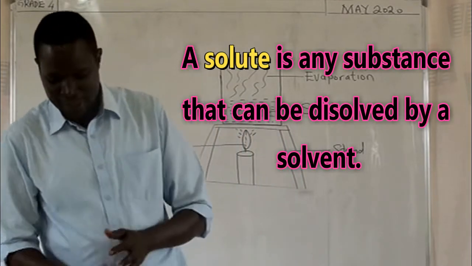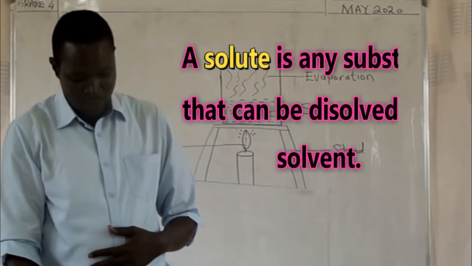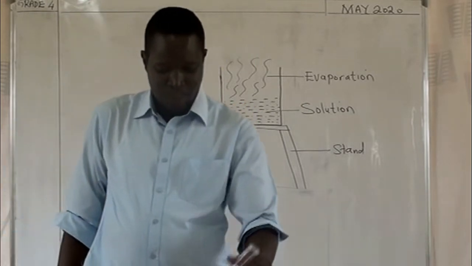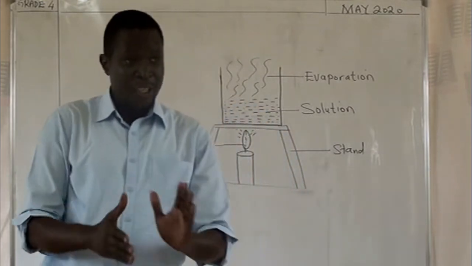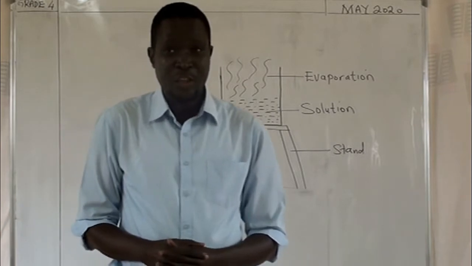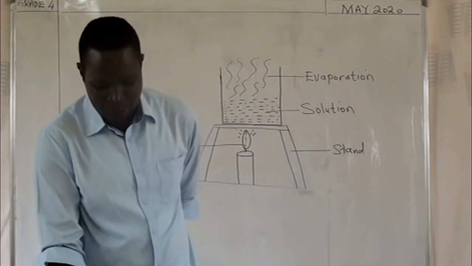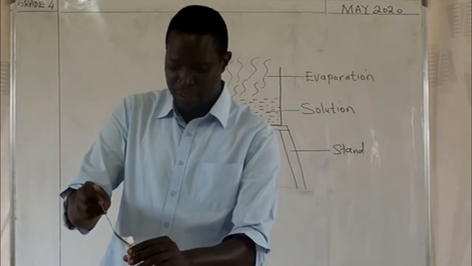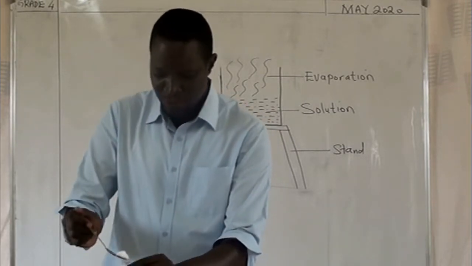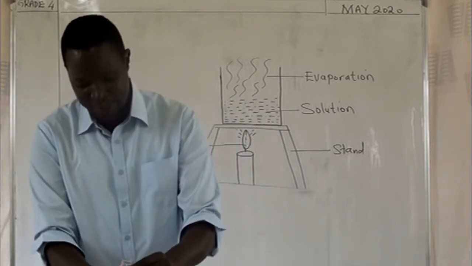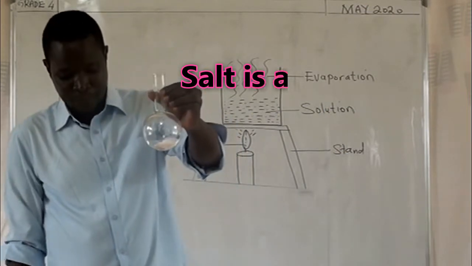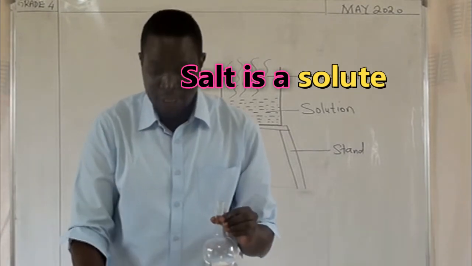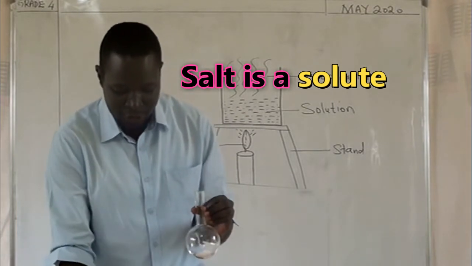Now, boys and girls, here we have water. We have salt, and we have our round bottom flask. We talked about a minor substance that can dissolve in a solvent. If I take salt and put it in our round bottom flask, like that, the salt is a substance that can dissolve in water. So, the salt is a solid.